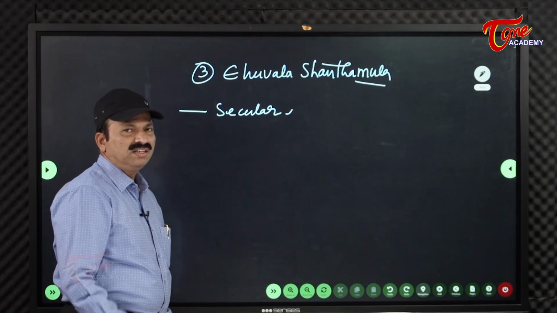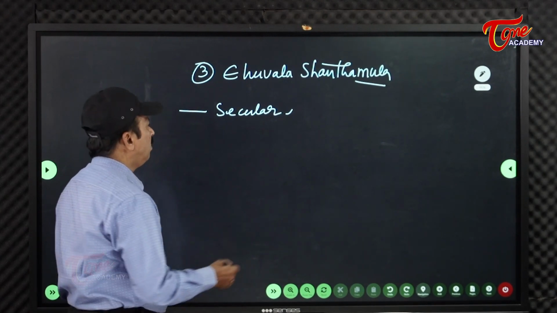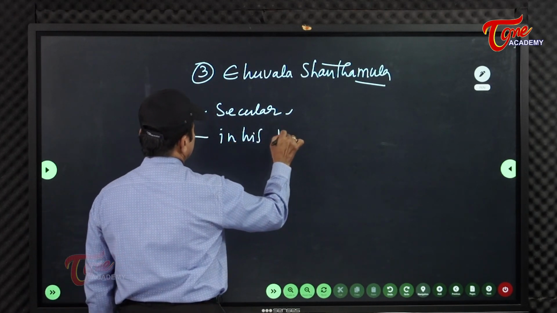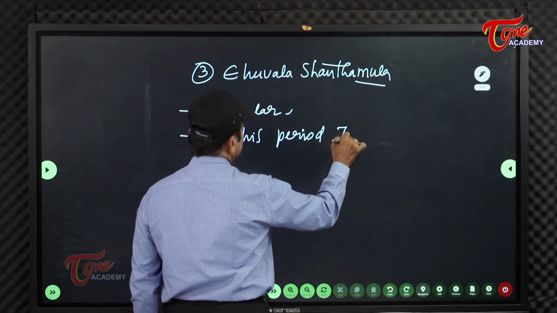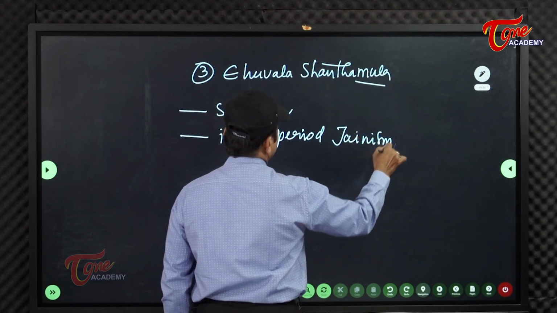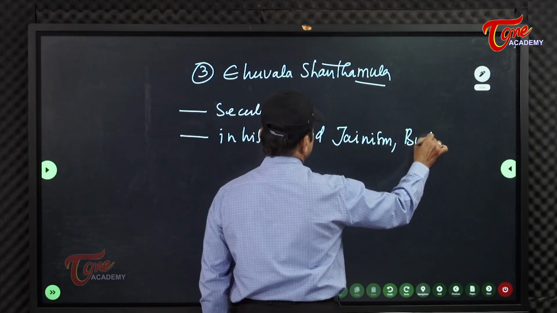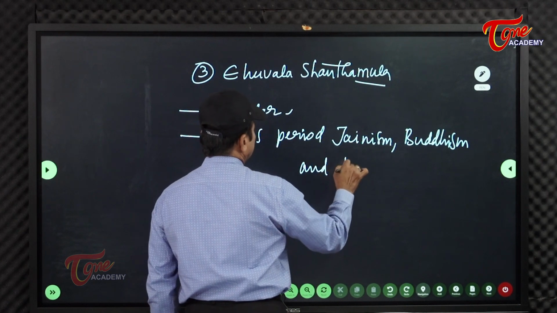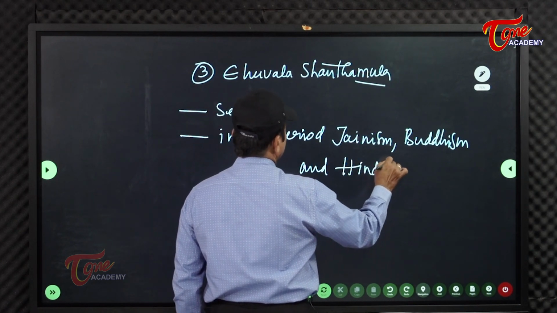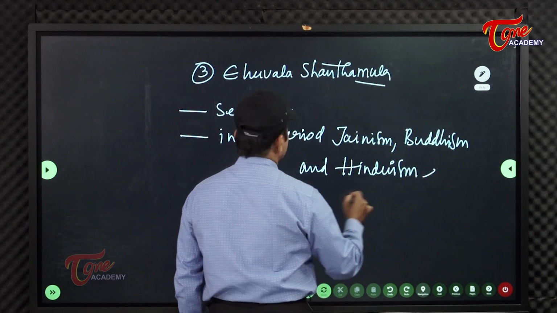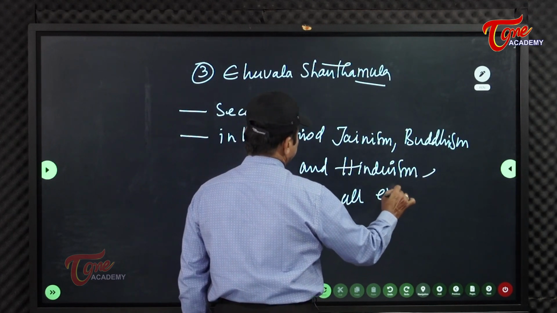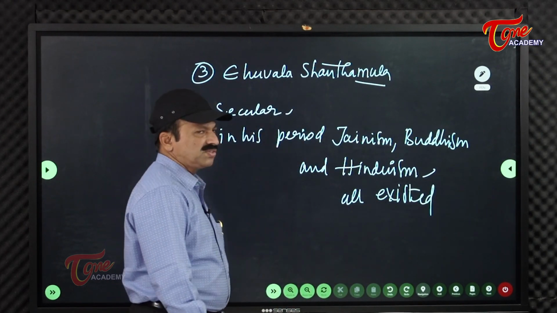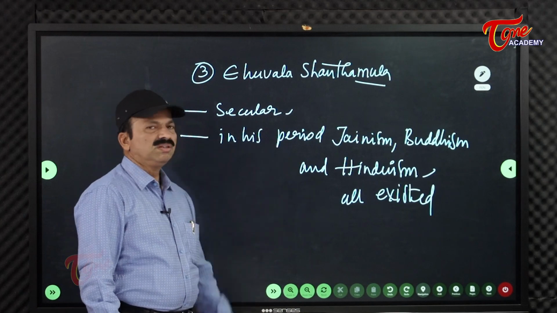In his period, Jainism, Buddhism and Hinduism all developed. Jainism continued, Buddhism also existed, and Hinduism all continued. All existed and continued. He was very secular.